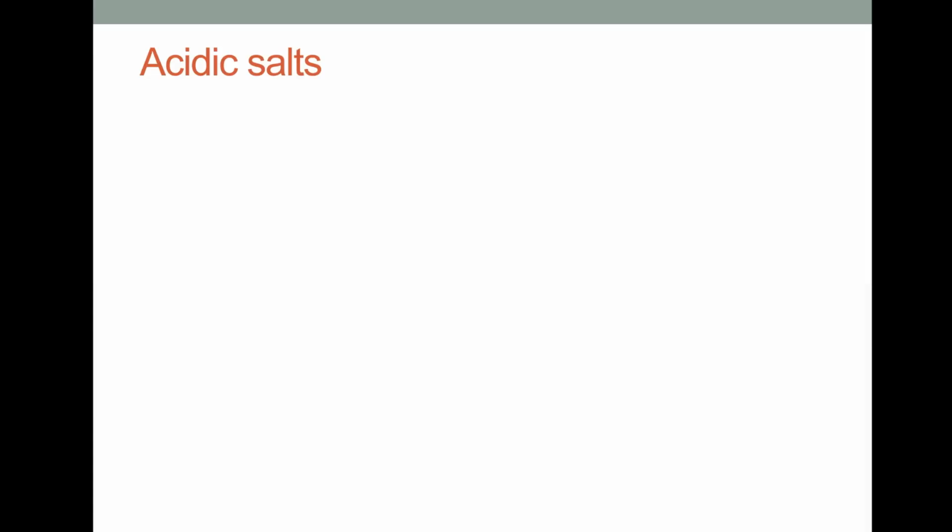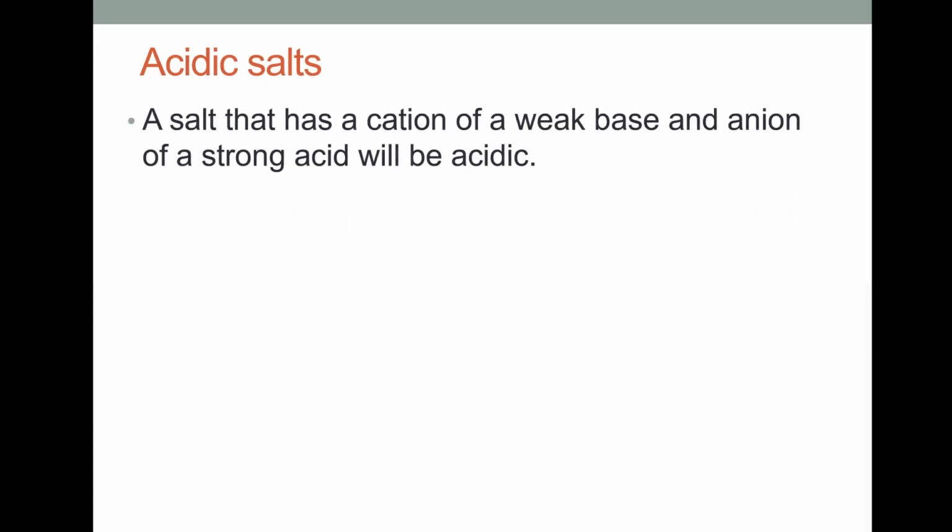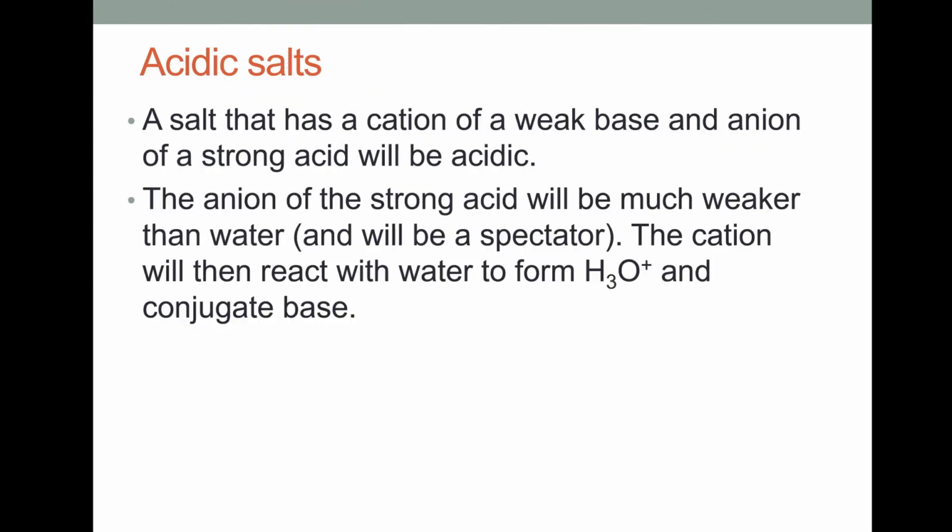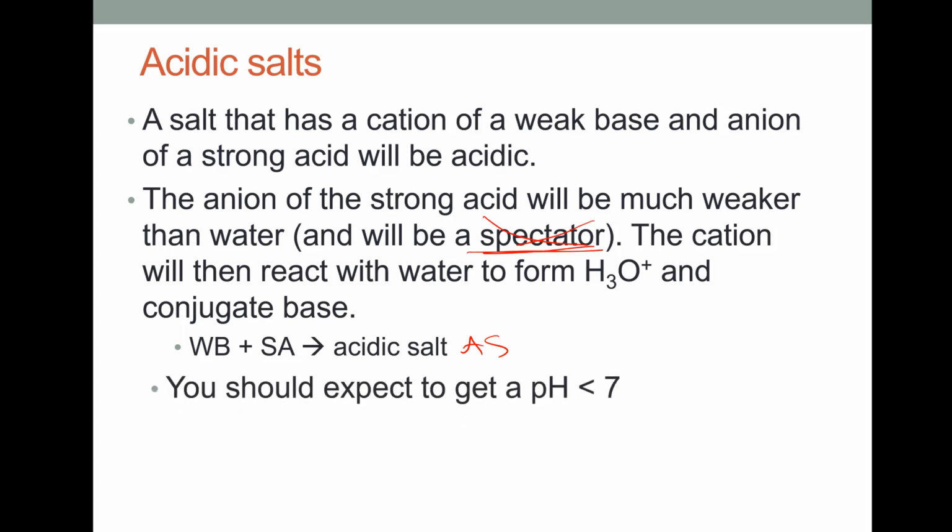Okay, for an acidic salt, it's a similar process. It's a cation of a weak base and an anion of a strong acid. The way you do it is the cation from the weak base will be stronger than water, and it's going to react with it. The anion of the strong acid is going to be a spectator, so we're going to cross it off. Anytime you have a weak base, strong acid, you get an acidic salt. And you should expect to get a pH less than 7. And remember, you need this as well.